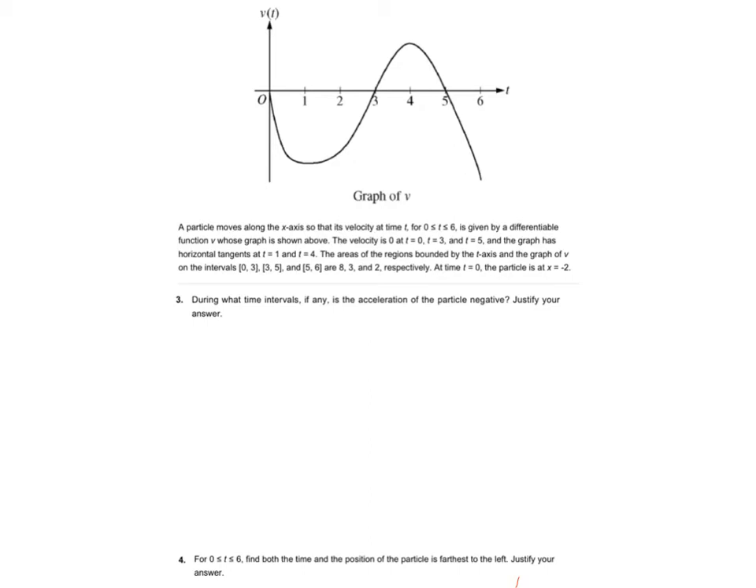Okay, same graph. They ask, during what time intervals, if any, is the acceleration of the particle negative? Okay, so acceleration is the derivative of velocity. If they want to know where the acceleration is negative, they really want to know where the derivative of velocity is negative. The derivative of velocity is going to be negative wherever the velocity is decreasing, and we can say that.